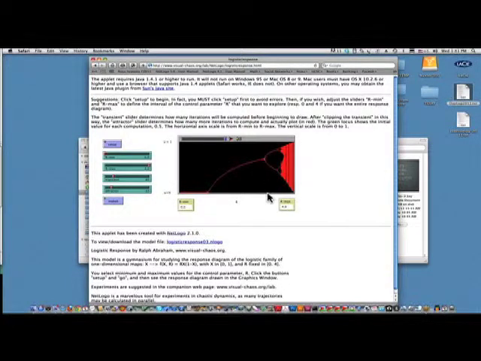This domain is parameterized from 0 to 1. And after we get through larger and larger values of R until we get up to around 3, then we see that this fixed point divides into the two periodic attractor.